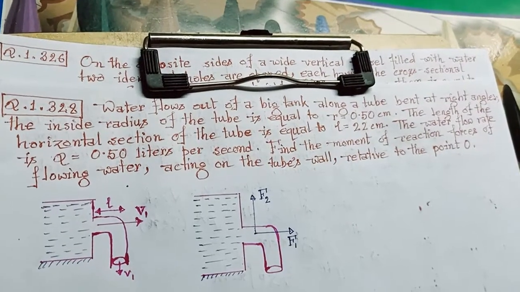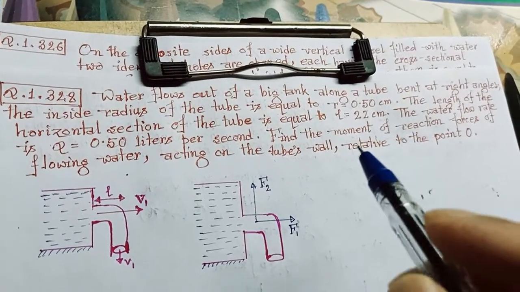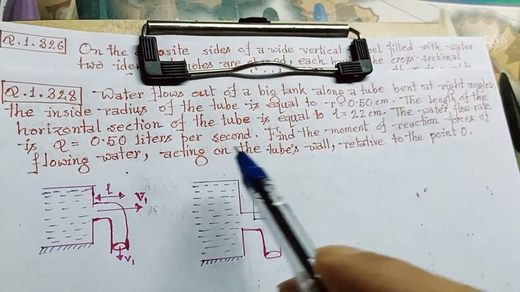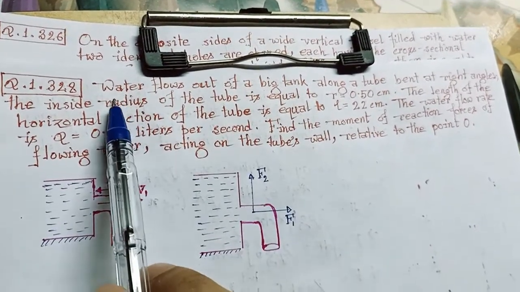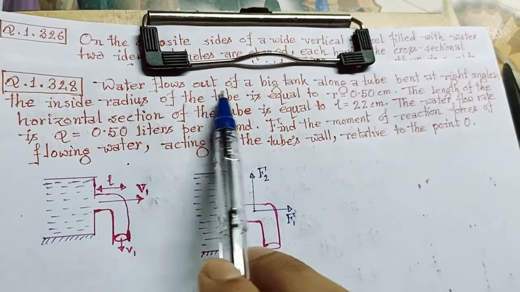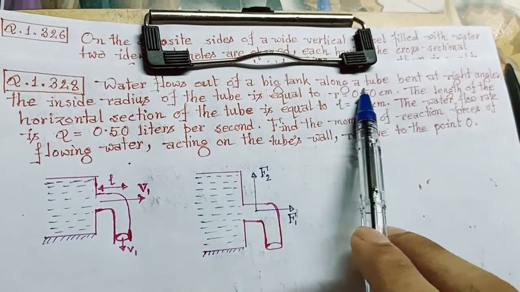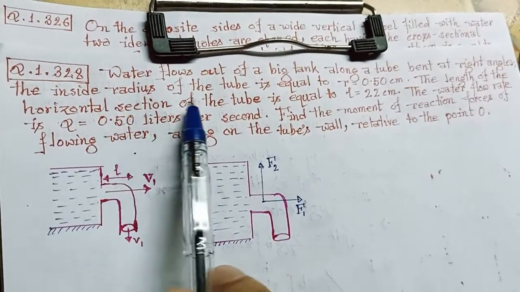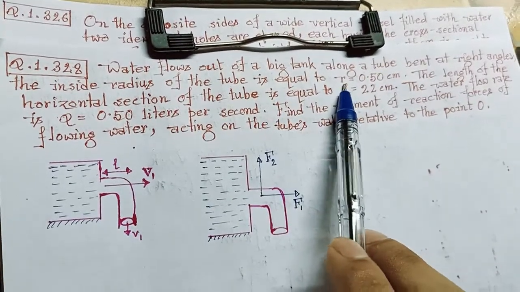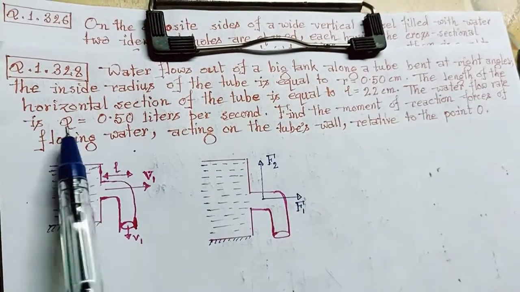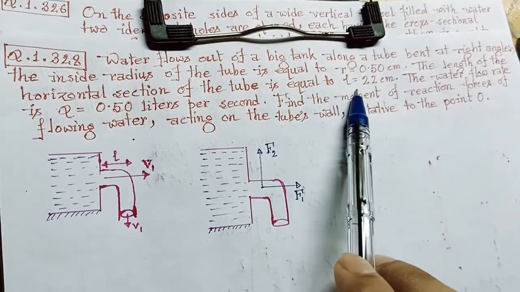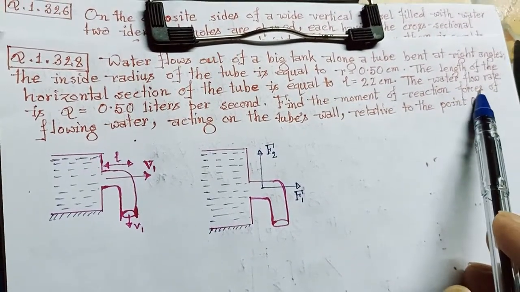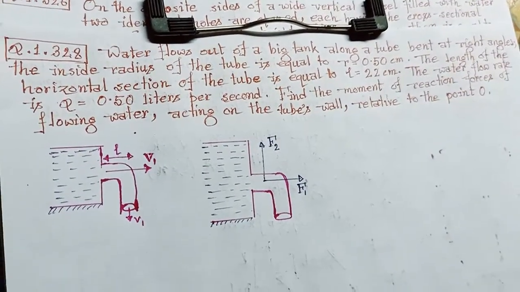Here is question number 1.328 from Irodov from fluid dynamics or hydrodynamics. In this question it is given that water flows out of a big tank along a tube bent at right angles. The inside radius of the tube is equal to small r, the length of the horizontal section of the tube is equal to L. The water flow rate is Q liters per second.